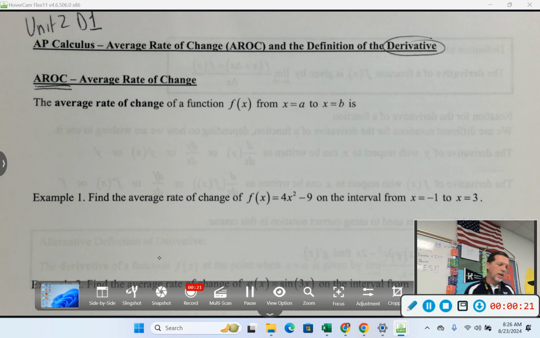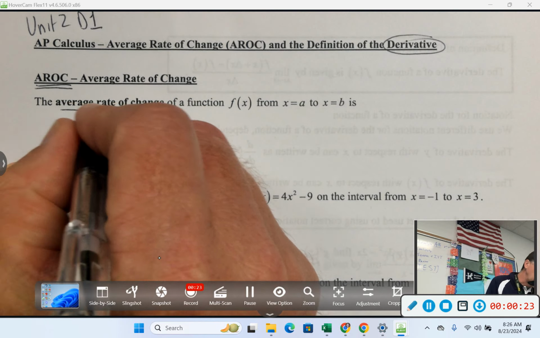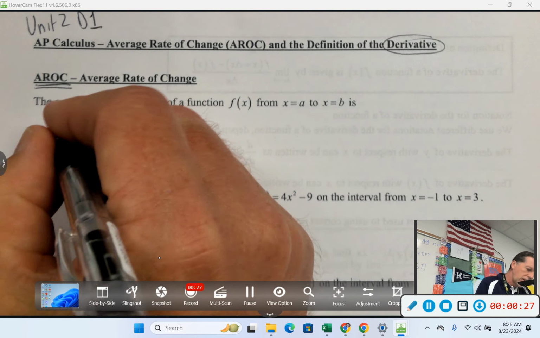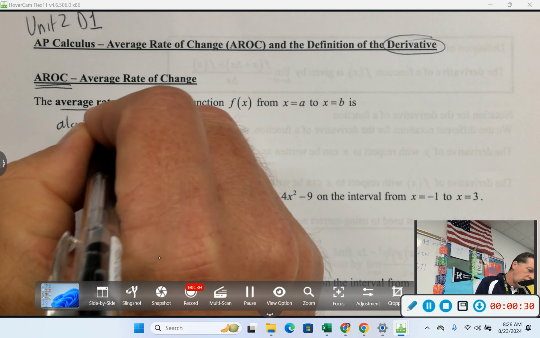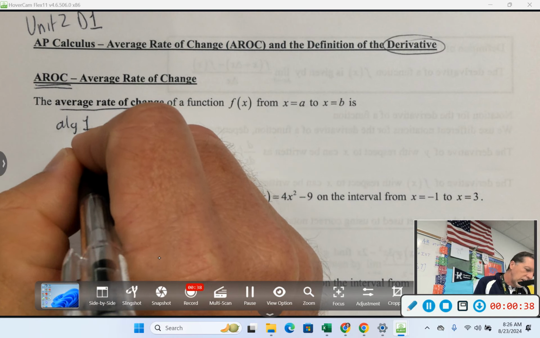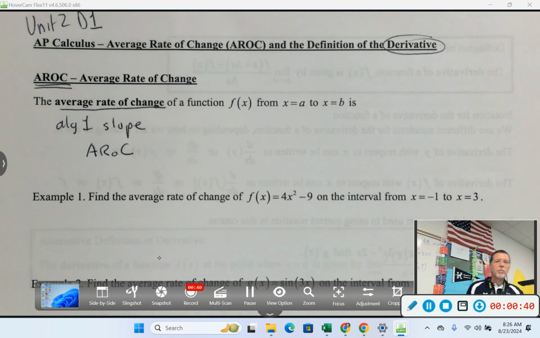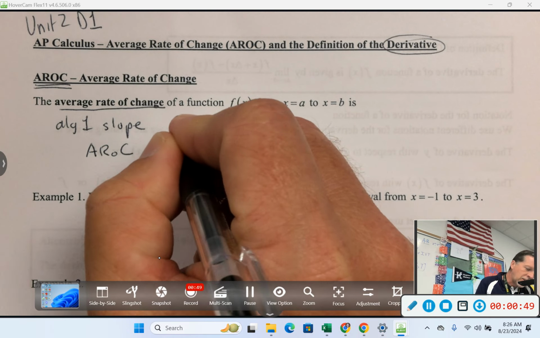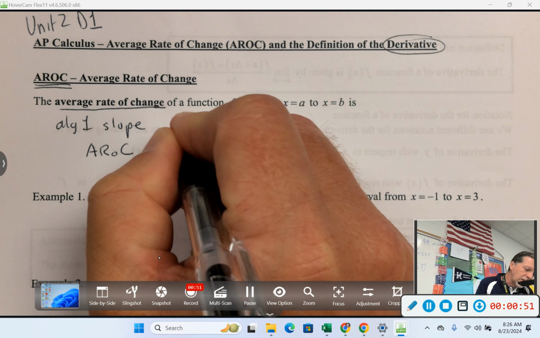And the average rate of change, what did you say the average rate of change was? Yeah, just good old Algebra 1 slope. Because we're going to use slope in a slightly different way soon enough, so that's why I'm calling it Algebra 1 slope. Sometimes we'll abbreviate it AROC, especially as opposed to what we'll see in a few minutes. So let's see. How many different ways can we say this?